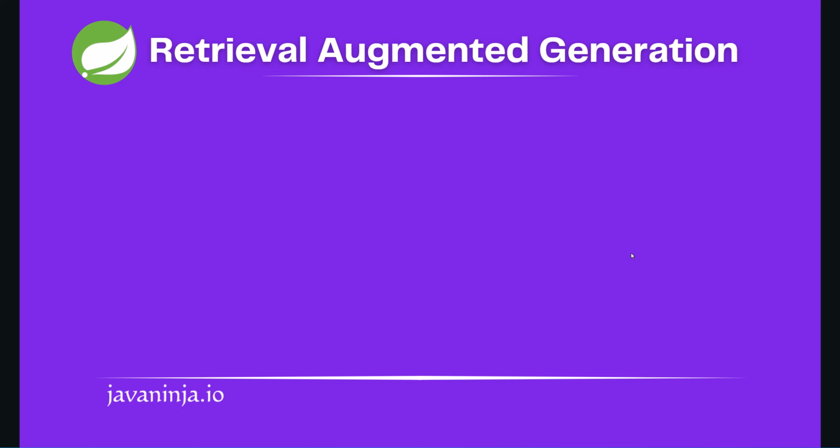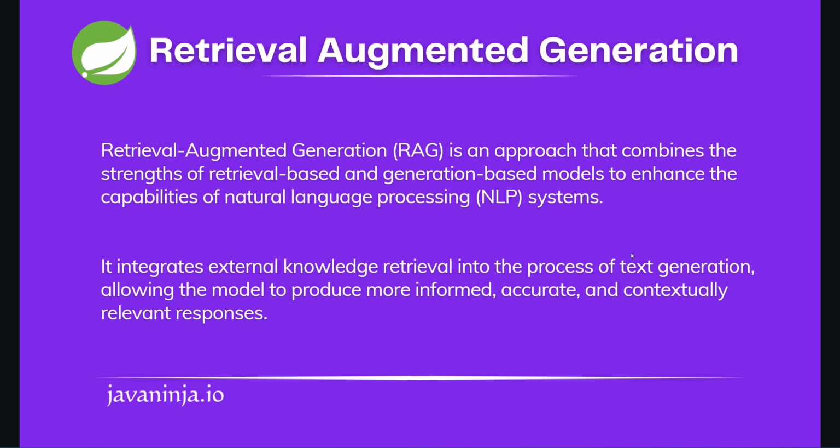Having covered what vector databases are, let's see what is RAG, or Retrieval Augmented Generation. Retrieval Augmented Generation is an approach that combines the strengths of retrieval-based and generation-based models to enhance the capabilities of natural language processing systems. It integrates external knowledge retrieval into the process of text generation, allowing the model to produce more informed, accurate, and contextually relevant responses.